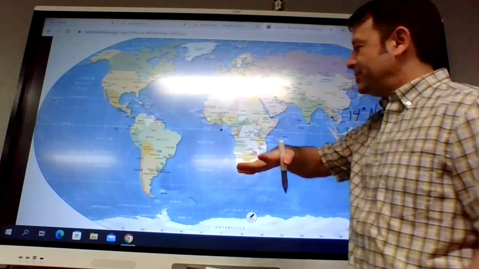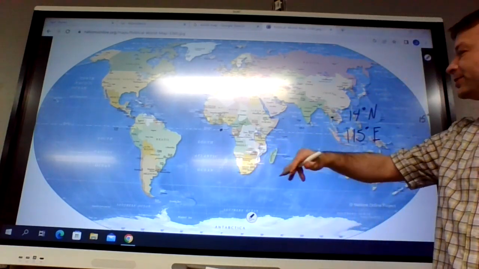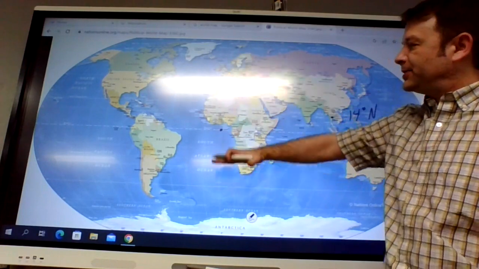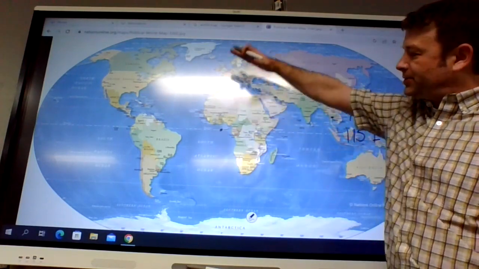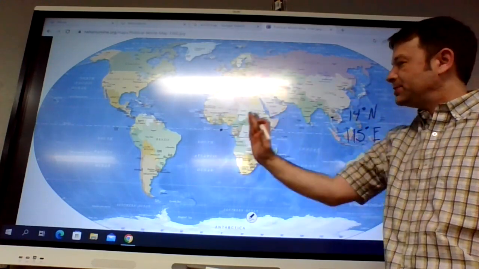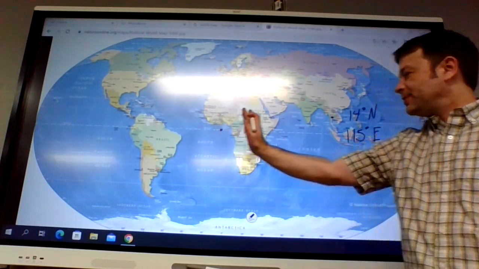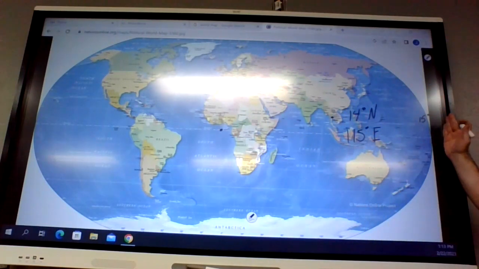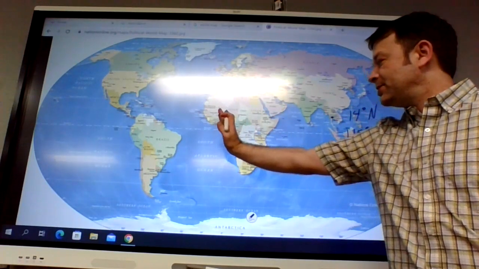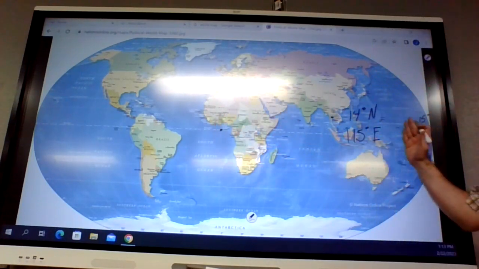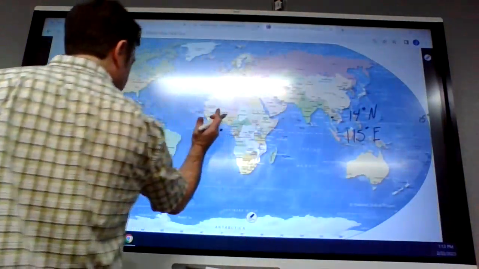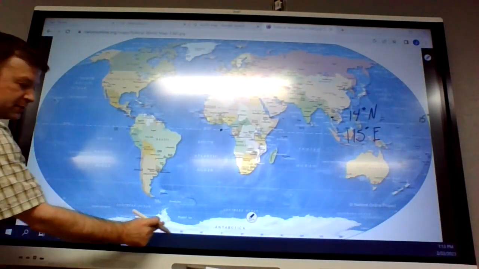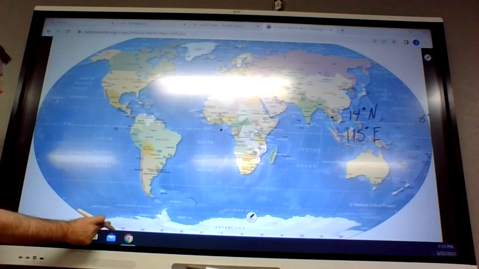It's kind of like the XY coordinate plane, except you're supposed to go up and down first. You do the lines of latitude first, and then the lines of longitude. So longitude goes from 0 to 180, way over here. This would be 0 to 180 degrees east, and on this side it goes from 0 to 180 degrees west. You can look at the bottom to keep track of where you're at.